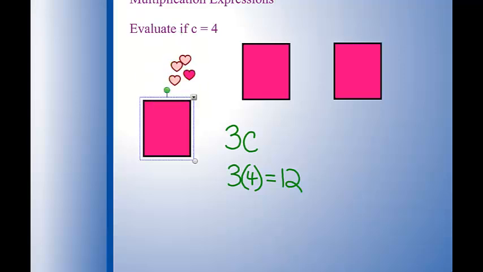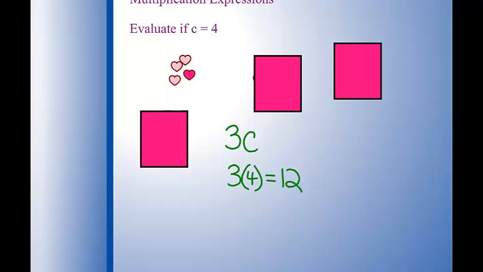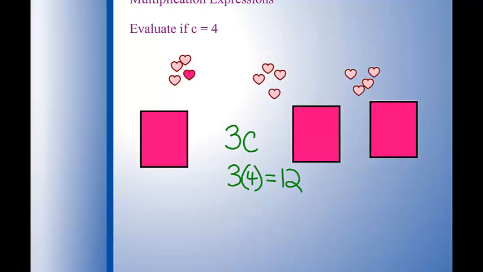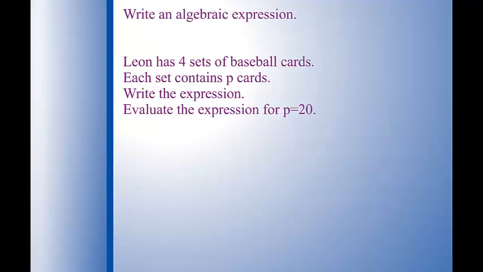Remember, multiplication can be shown with just the parentheses. Underneath each box, there are 4 hearts. So therefore, I do have 12. This would be a good example to draw into your notes.